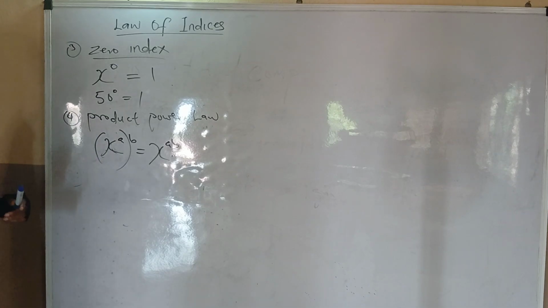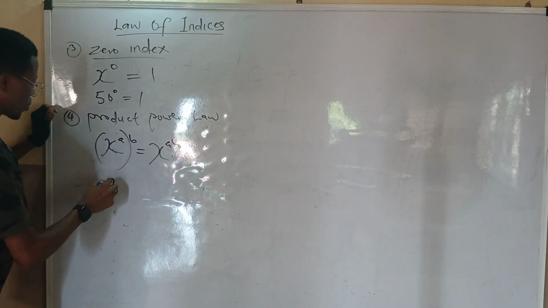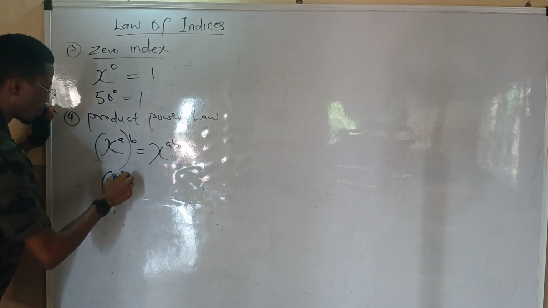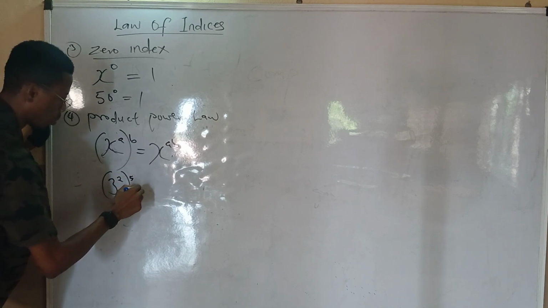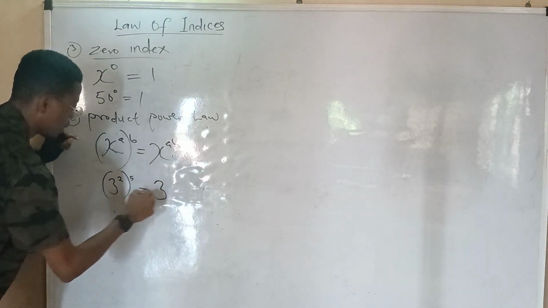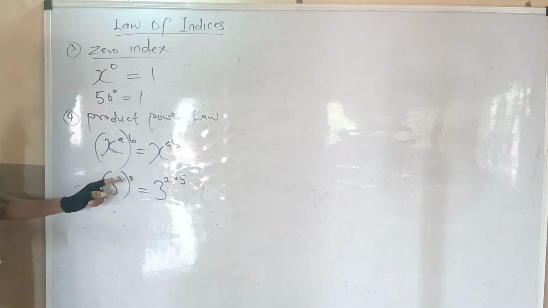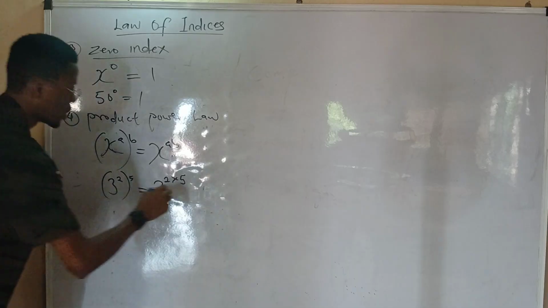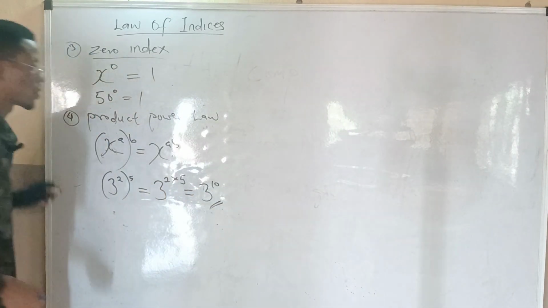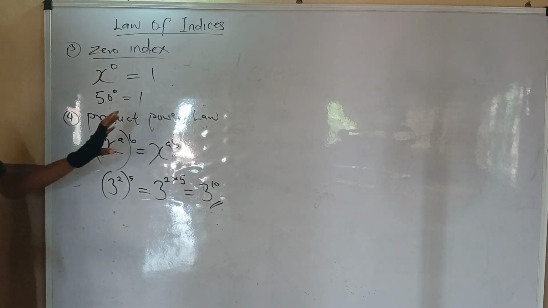Now let's look at a very simple application of this. We have 3 to the power of 2, and then we have 5 here. What happened here is the powers are multiplying. So we have 3 to the power of 2 multiplied by the other power, which is 5. So we have 3 raised to the power of what? 10. So this gives us 3 raised to the power of 10. This is what we call the product power law.